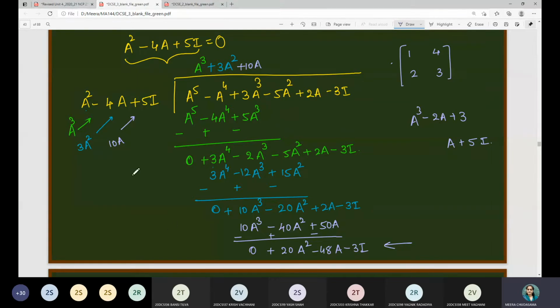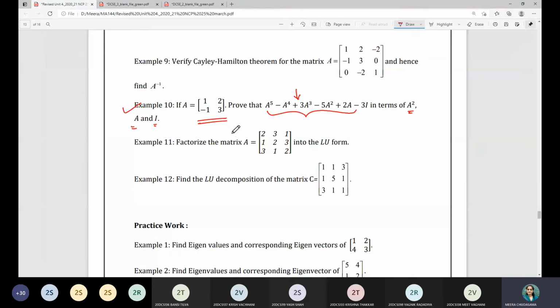Okay. Let us see now in the list which example we have left with the Cayley-Hamilton theorem, that is example 9. Verify Cayley-Hamilton theorem for the matrix A, which is a 3 cross 3 matrix given with these entries, and hence find A inverse. Means first we are asked to verify the Cayley-Hamilton theorem, so what do we have to do? You have to find the characteristic equation. Very good.